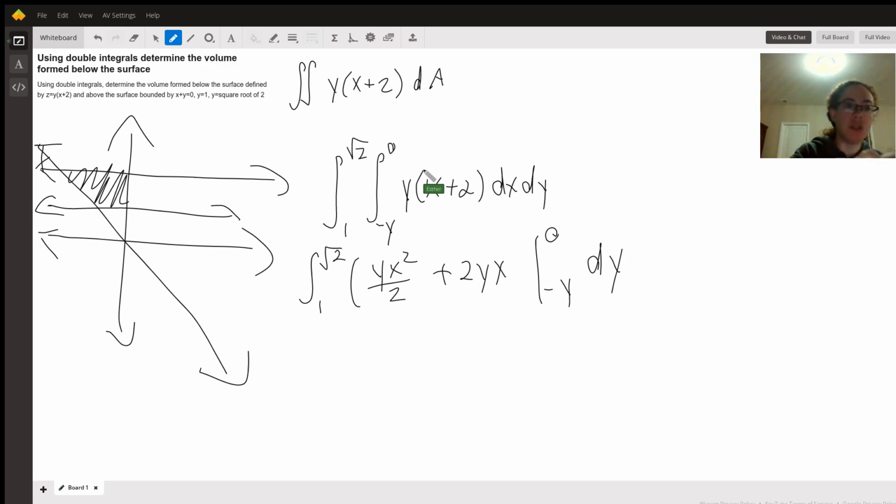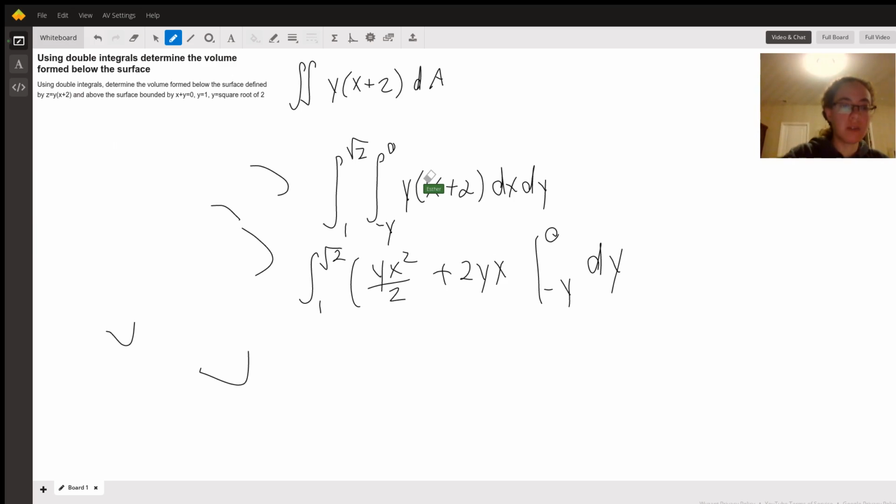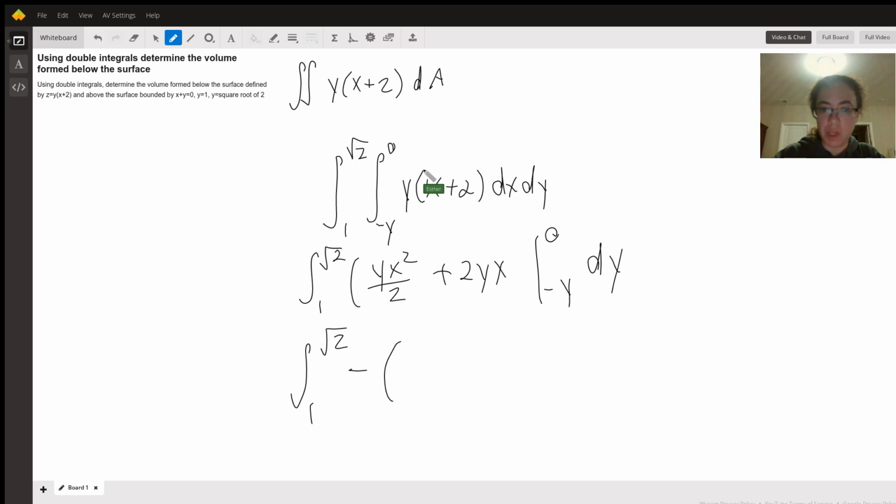And we are going to need more board space. Now evaluating this, what do we get? We get an integral from 1 to square root of 2. Just our zeros go completely away, so we're just plugging in our negative y. So that gives us y cubed over 2 minus 2y squared dy.